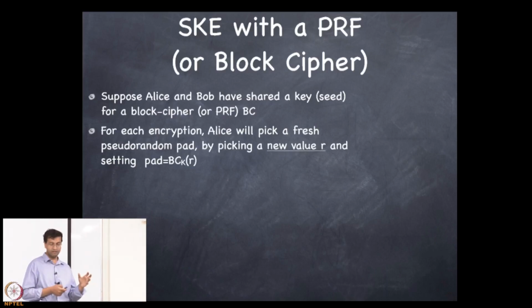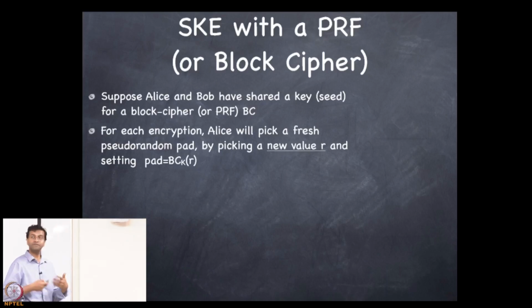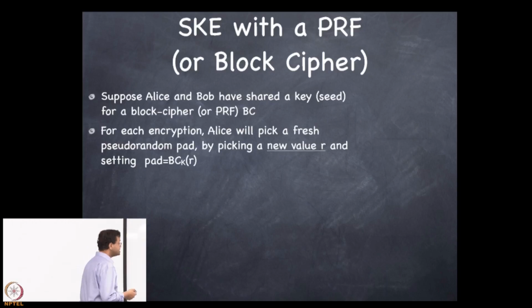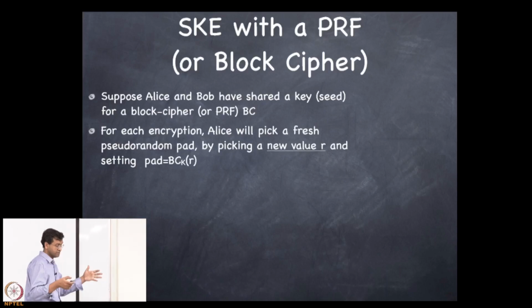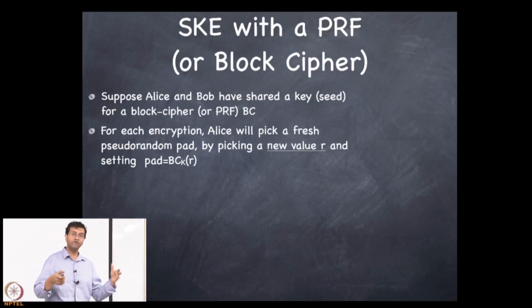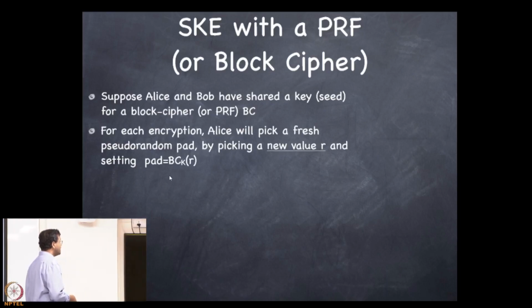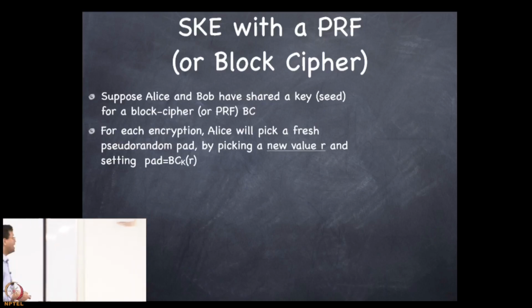Each time Alice is going to encrypt, she is trying to encrypt multiple messages. It could actually be the same message being encrypted multiple times, but she's doing encryption multiple times. And each time she should pick a fresh pseudo-random pad. How does she do that? She picks a new value R, an input to the block cipher which has not been used so far, and feeds it into the block cipher. Her key always stays the same, and she gets a pad.